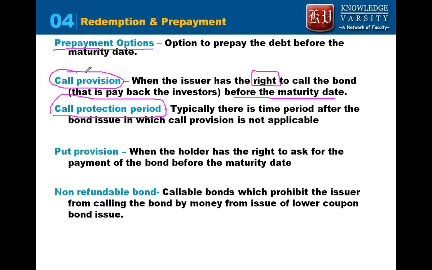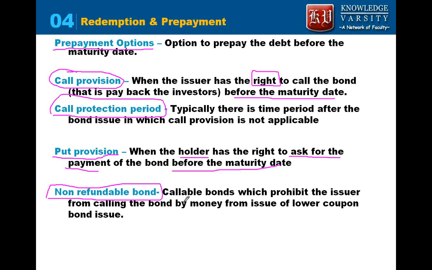Similar to the call provision there is a put provision. This is for the bond holder and he can ask for the payment before the maturity date. So this benefits the bond holder. There are some bonds which are specified as non-refundable bonds. What happens is issuers can call back the bond by issuing other bonds, usually at a lower coupon.